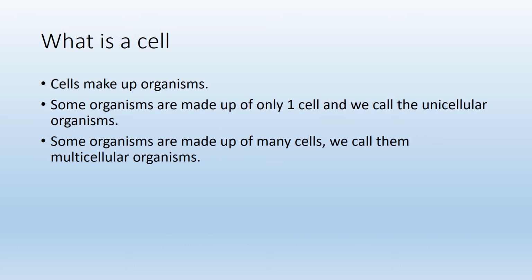Now, giving you a really rough definition of what a cell is. Cells make up organisms. So you, me, every living thing that you see is made up of cells. Some organisms are made up of only one cell, and they've got a bit of a fancy name called unicellular organisms. So things like bacteria, funguses, they are unicellular organisms made of one cell.